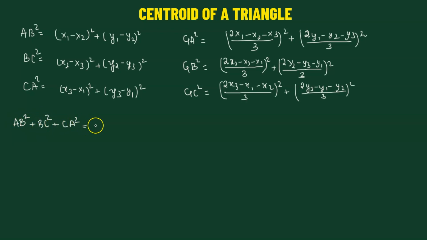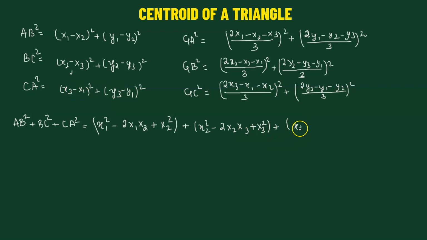So this will be equal to, here we have (x1 − x2) squared. Let's expand it. We're going to get x1 squared − 2 times x1 times x2 + x2 squared. Then let's add all the terms containing x. From BC squared, we have x2 squared − 2 times x2 times x3 + x3 squared, added to the expansion of (x3 − x1) squared from CA squared.